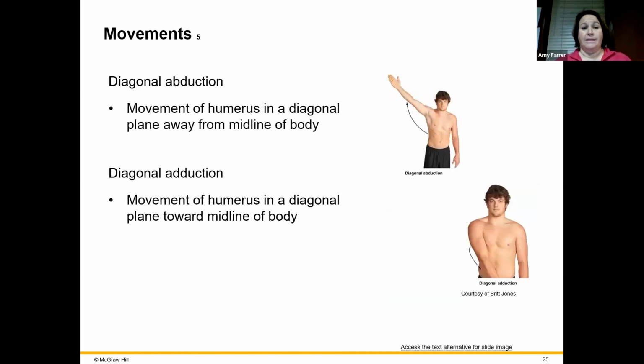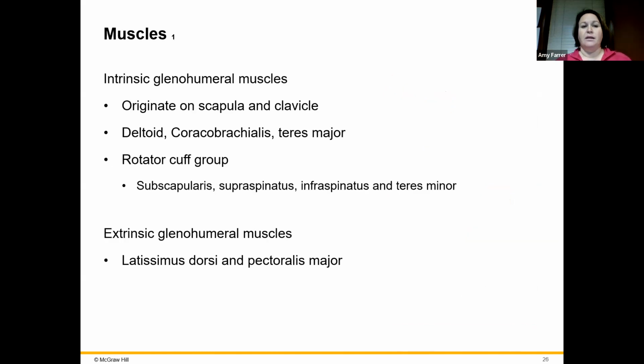Our diagonal abduction is going to be movement of that humerus away from the midline of the body, and clearly adduction is going to come back down, across the midline of the body. Again, if you have an incredibly well-endowed female, you are not going to necessarily be able to manage that because of mass. So keep that in mind.